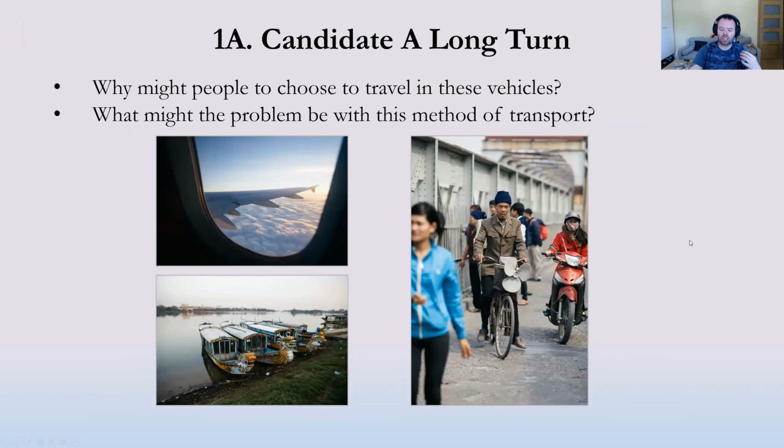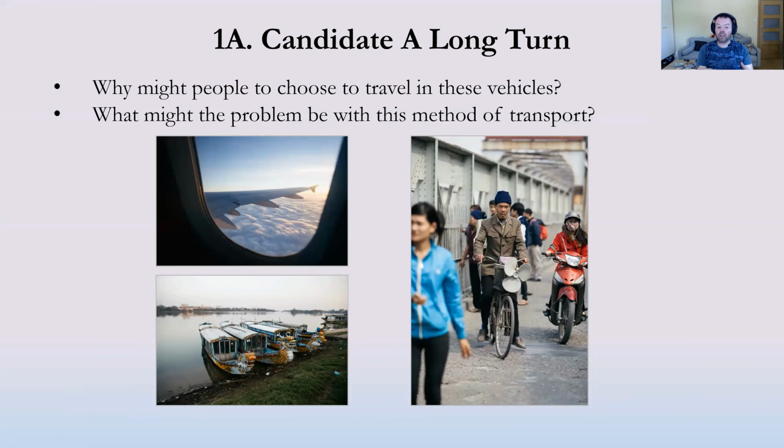Then we go on to the individual long turn. And again, it's a picture round. And again, describing the pictures is not the point. So this time there are 2 questions. There are 3 pictures, but the interlocutor specifies that the candidate should only talk about 2 of them.